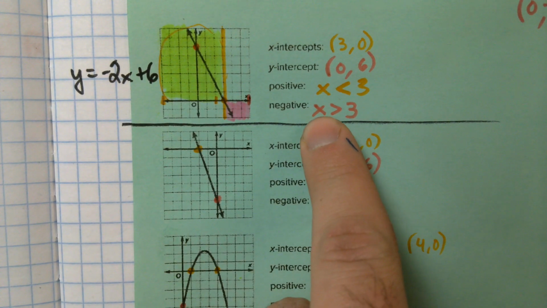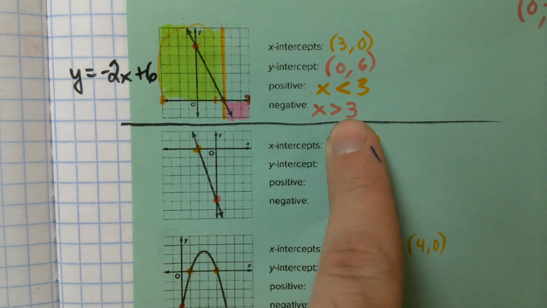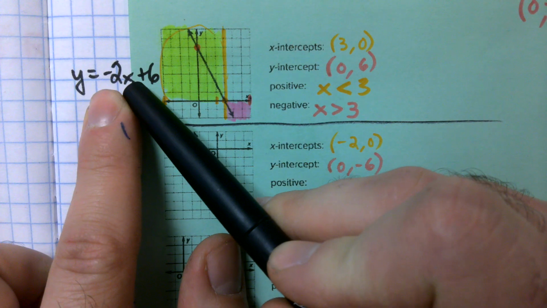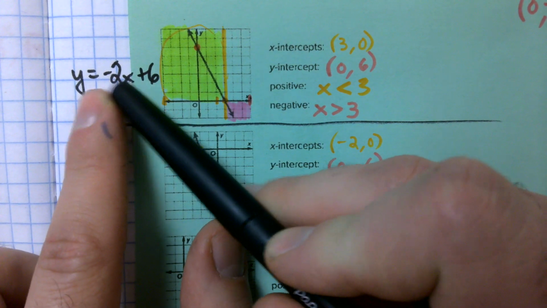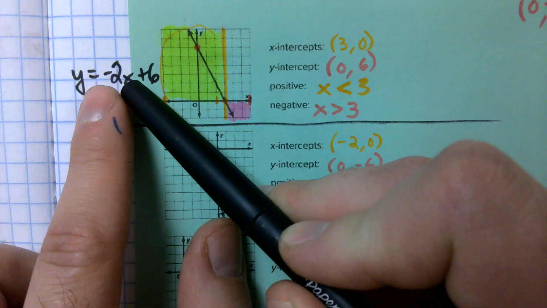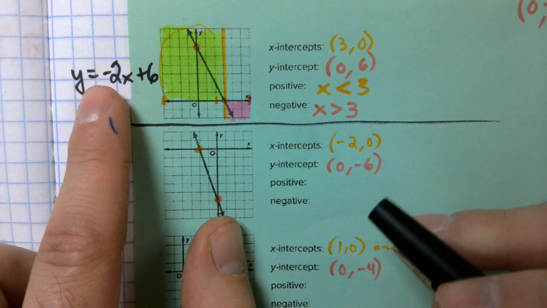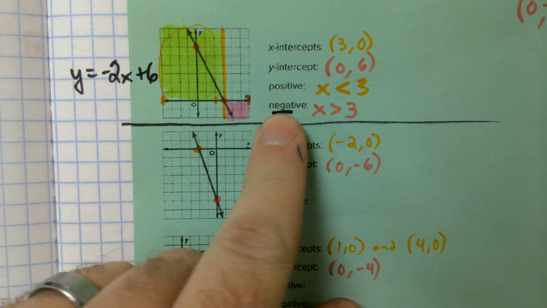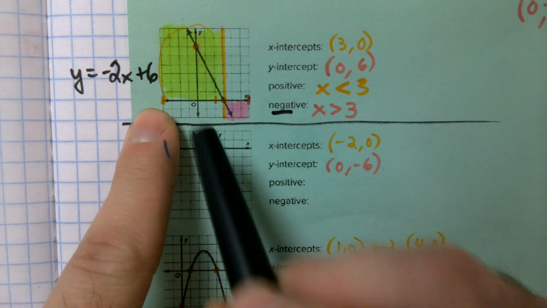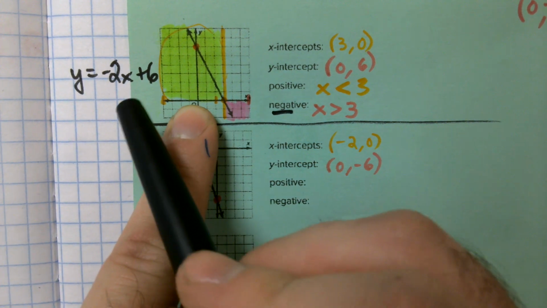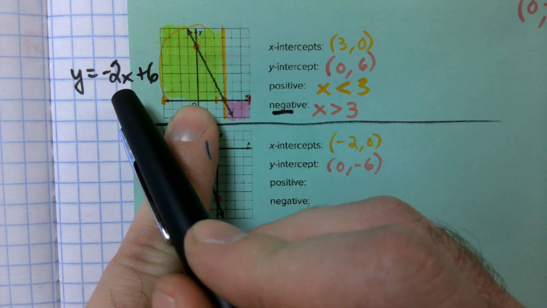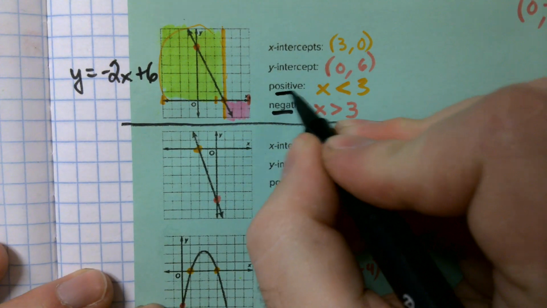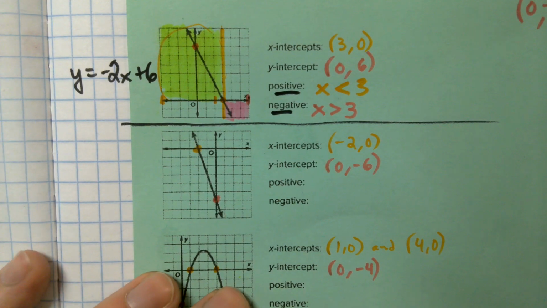So if I plug in an x value greater than 3, let's just say 5. Everyone with me? 5 is greater than 3. If I plug in 5 here, what's my output going to be? Negative 2 times 5 gives me what? Negative 10. What's negative 10 plus 6? Negative 4. That gives me an output that is negative. What if I plugged in an input less than 3, like 0? If I plug in 0, what's negative 2 times 0? 0. What's 0 plus 6? 6. My output is positive. That's why that interval is my positive section. Okay?